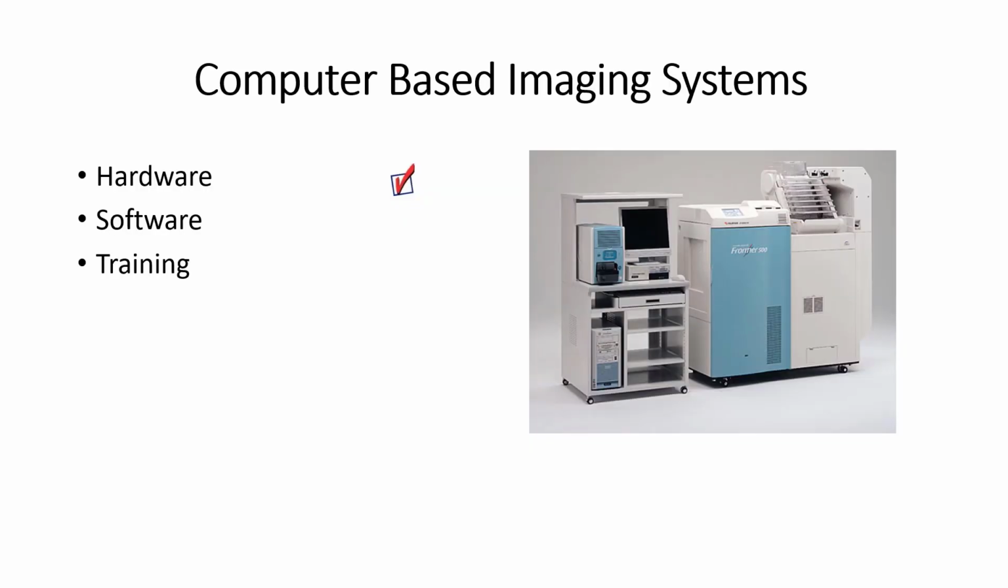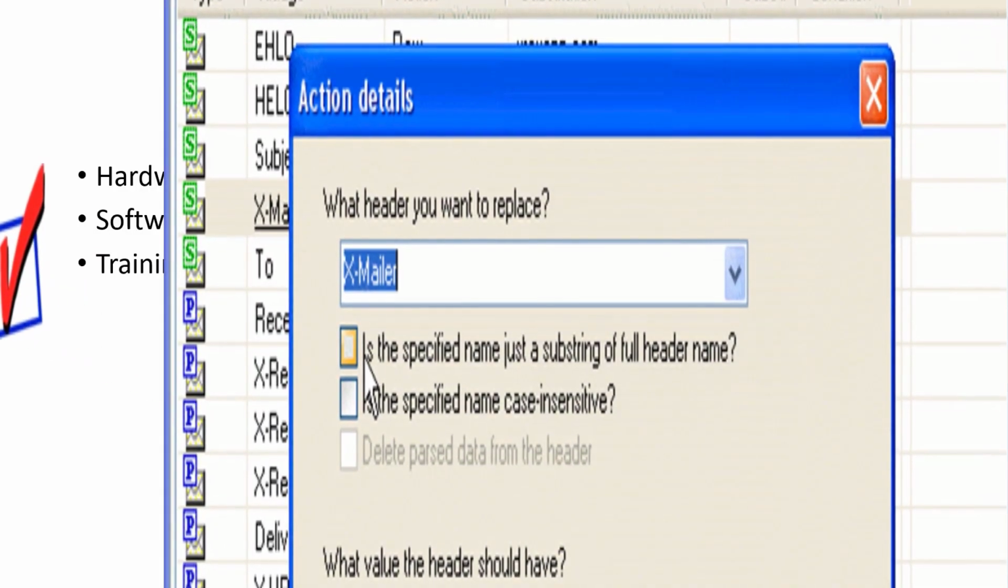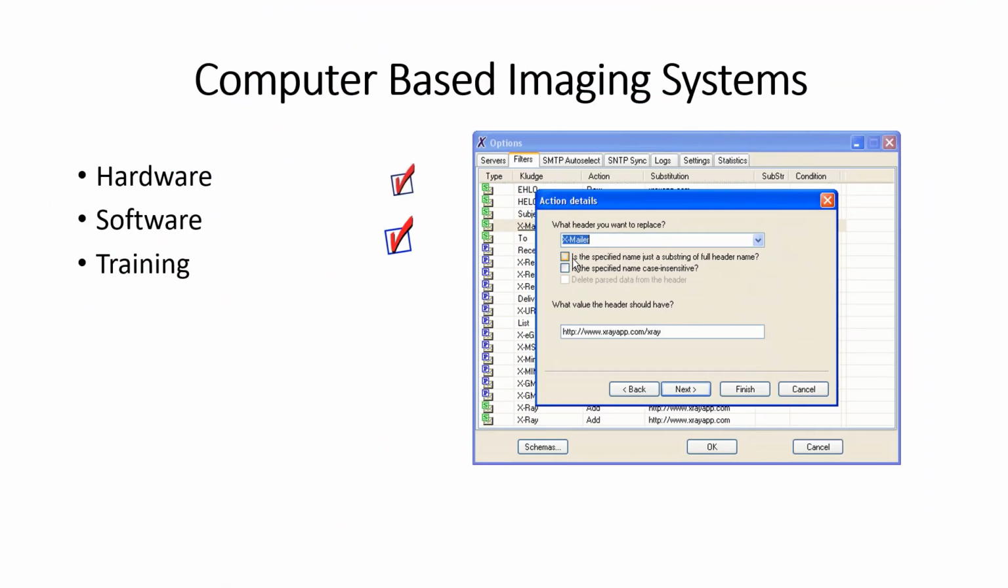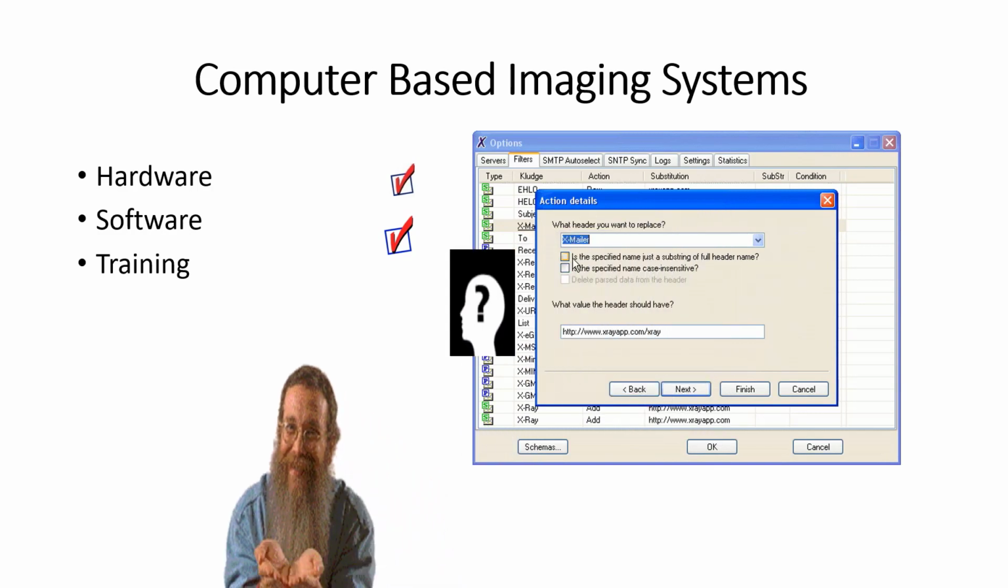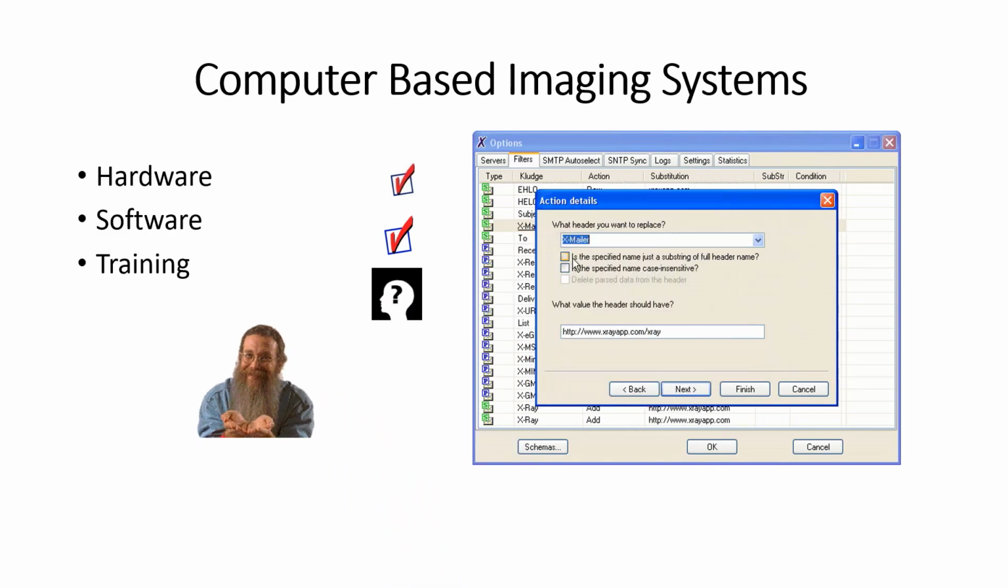Here we see a computer-based imaging system. It's comprised of hardware, software, and of course it requires training. The training is probably the most important part of the imaging process. Remember, as we said, the weakest link in the chain of digital imaging is the human.